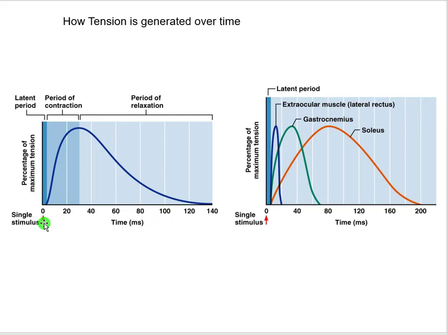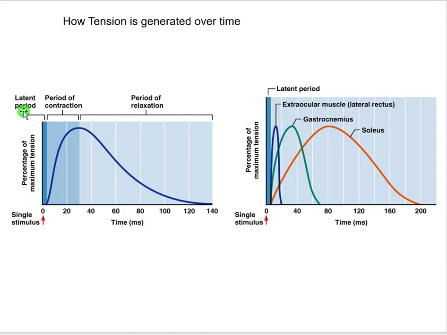What we have here is a nerve signal. See that red arrow right over here? This red arrow is saying the nerve goes zap. Okay, so the nerve goes zap, and let's just pretend it dumps off a sufficient number of acetylcholine to generate an action potential. And we get one action potential generated.